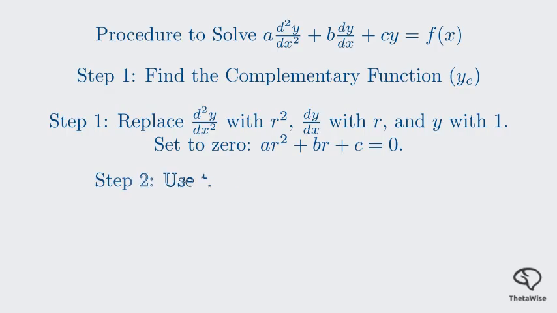Step 2 is to use the roots from the auxiliary equation to write down the form of yc. The form of yc depends entirely on whether the roots are real and different, real and equal, or a complex conjugate pair. We'll cover this in more detail with examples. We're going to continue with our procedure, focusing on the second step, finding the form of the complementary function. The auxiliary equation we formed is a quadratic equation, which means it will have two roots. These roots, which we'll call r, determine the structure of our complementary function, yc.